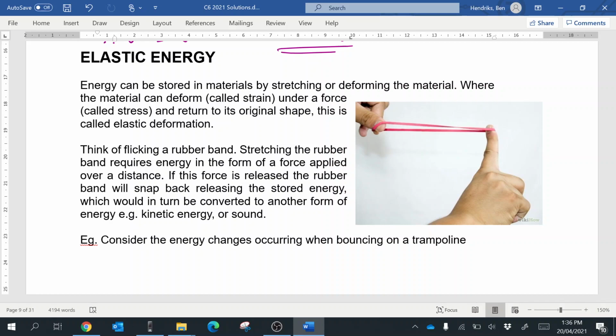So we have elastic energy here up the top, and we're going to quickly talk about that before talking about the conservation of energy. So a key concept is that energy can be stored. Energy can be stored in materials by stretching or deforming them.